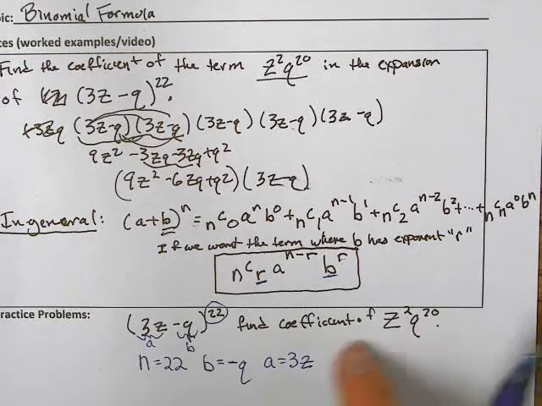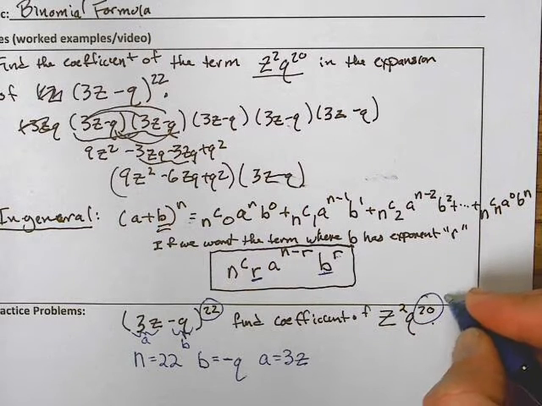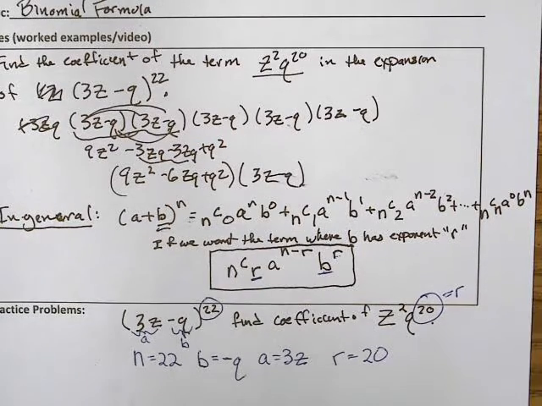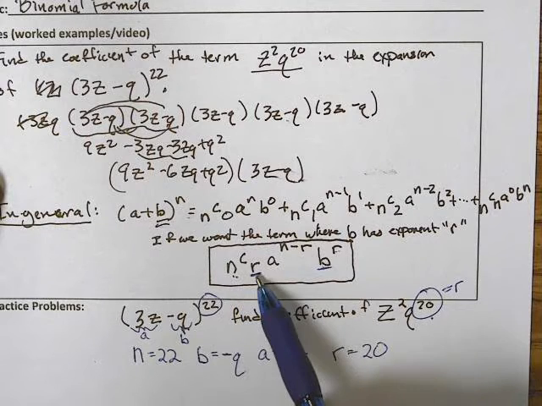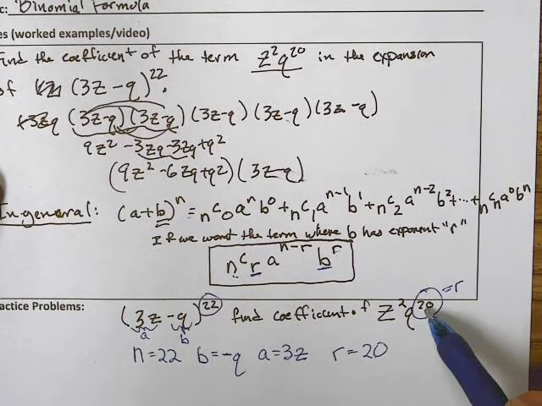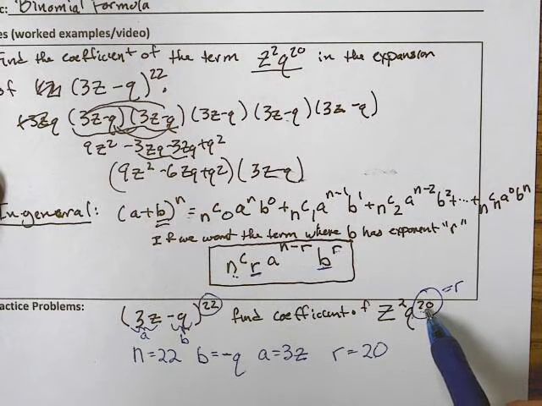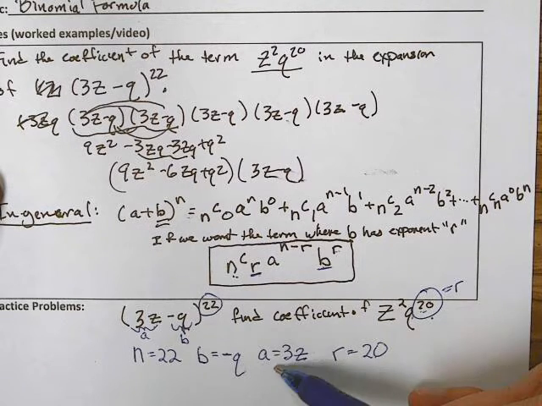And in my problem, I want to have the q, my second term, to have an exponent of 20. So that is my r value for the problem. I'm going to have an r value of 20. Okay, so I think I've just picked apart every piece that we need to use for our formula. I know what n is. I know what r is. That's the exponent I want on that b term in my binomial expansion. So here it's 20. I know what my a value is. It's just the first term, 3z. And I know the b value is that negative q.